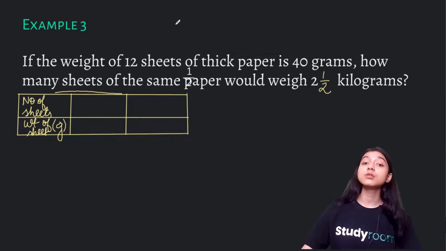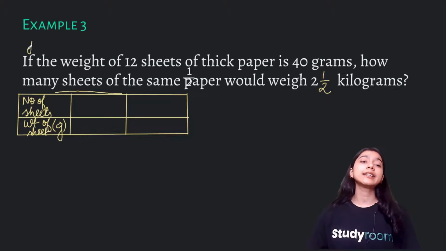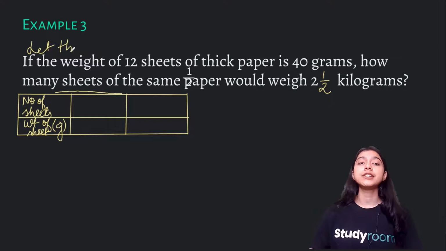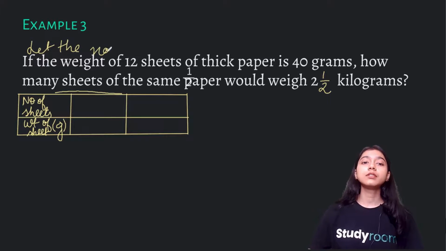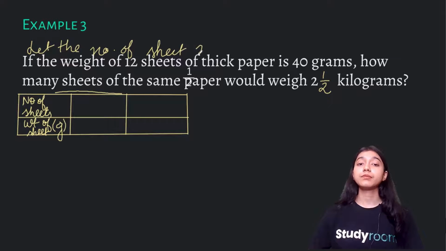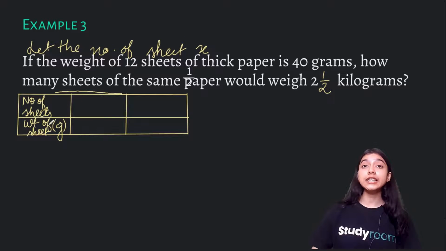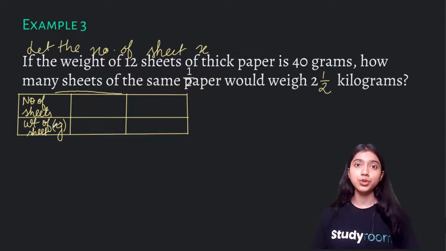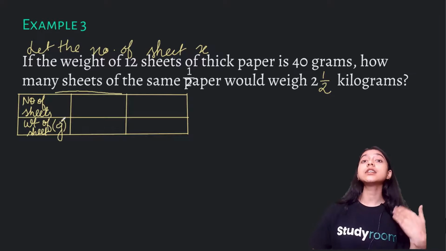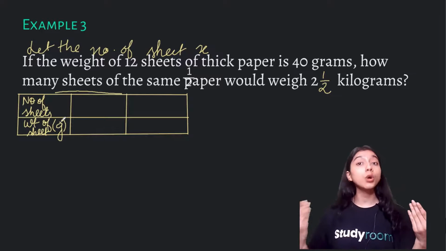So for doing this, what we have to do? We have to take, let the number of sheets required be x first. Now, we can see that the number of sheets and the weight are in direct proportion. Why? If we increase the number of sheets, then its weight will also increase.